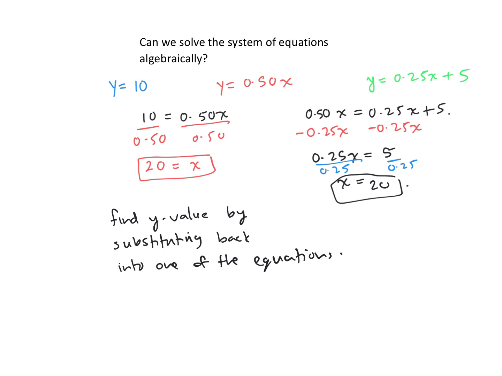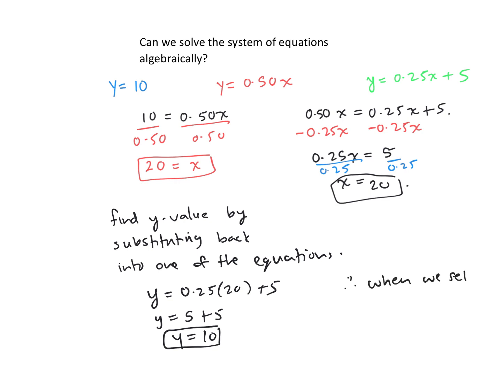So let's say we used the first two equations. I could find y by putting it back into the third equation. So 0.25 times 20 plus 5 is $5 plus $5 is $10. And that gives me my salary. So my conclusion would be, when we sell 20 hot dogs, all offers make the same amount of money, which is $10.